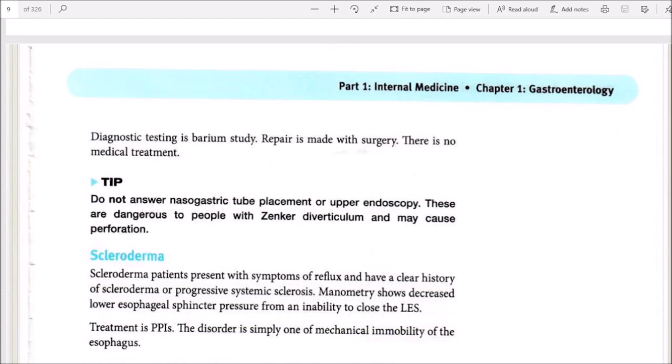Tip: do not unnecessarily place a tube or perform endoscopy. These are dangerous to people with Zenker diverticulum and may cause perforation.